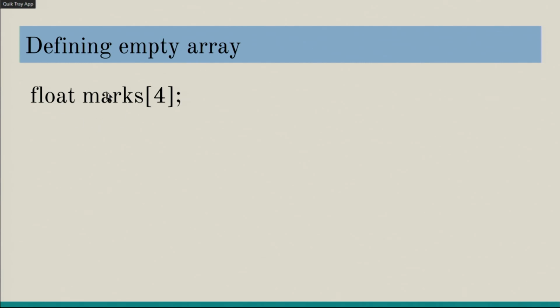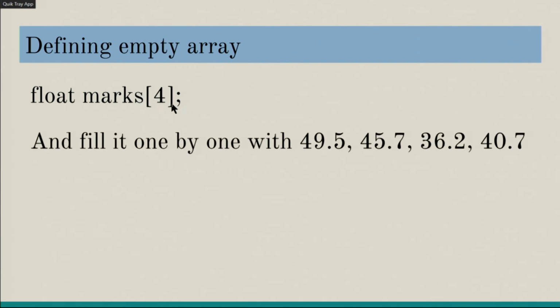This is exactly the same as before, which was integer and a. When you put 4 here, this array can take only 4 values. Let's say you want to fill this array with these float type data: 49.5, 45.7, 36.2, and 40.7. And in terms of index, this is the position. We want to have this in 0, this in 1, 2, and 3.